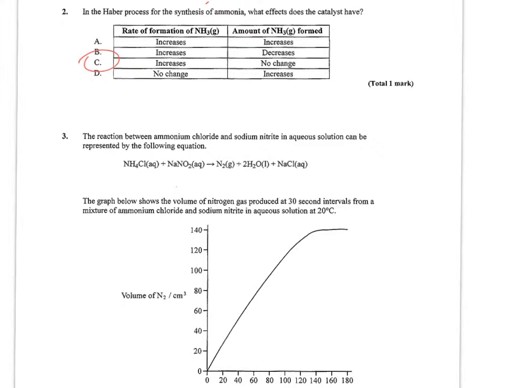Number 3 says the reaction between ammonium chloride and sodium nitrite in aqueous solution can be represented by the following equation. So you notice you have 2 aqueous reactants. You're going to end up with a gas, a liquid, and an aqueous solution being produced. And it says the graph below shows the volume of nitrogen gas produced at 30-second intervals from the mixture of ammonium chloride and sodium nitrite at 20 degrees. And this is a pretty classic looking reaction rate graph based on product. It's the volume of N2 that's being measured, which is one of the products.